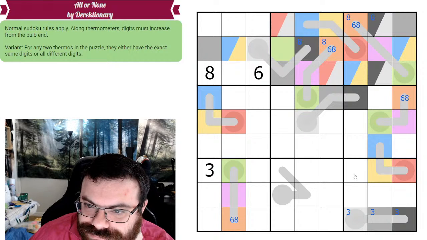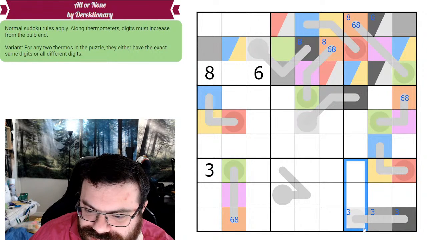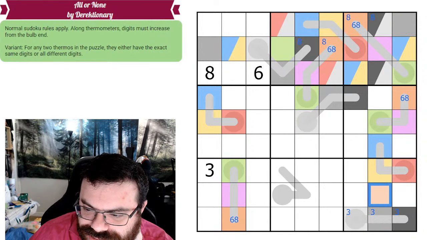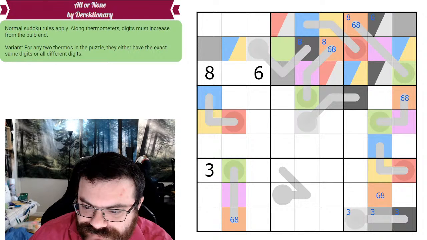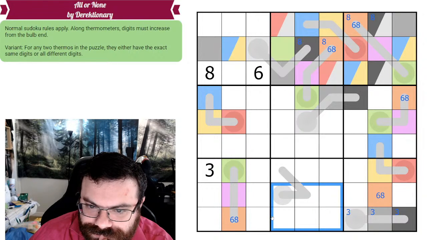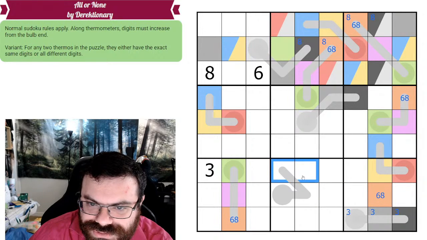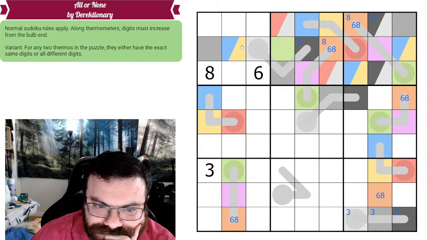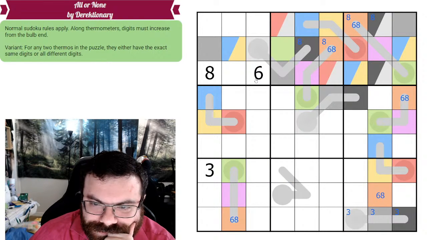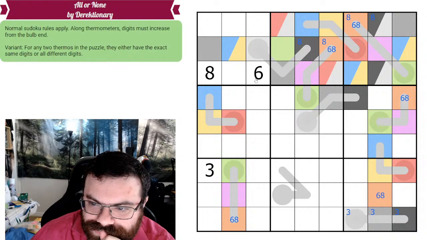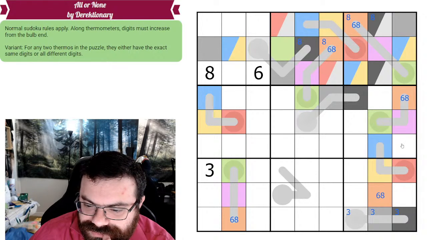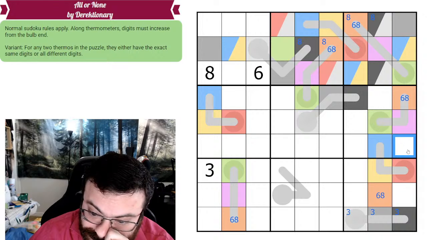Okay. Let's see. Orange looks down here. So orange is exactly here. That's a 6 or 8. Orange goes in one of these two. Column 9. Oh yeah, we need a light gray.